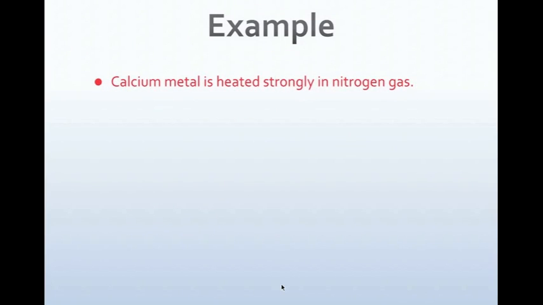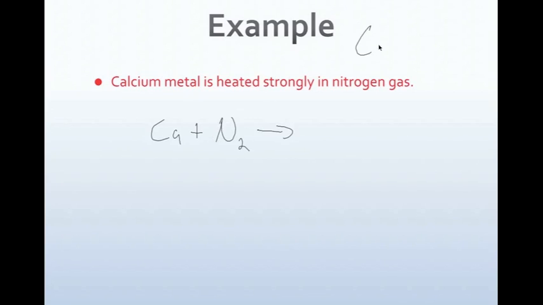Here we have calcium metal is heated strongly in nitrogen gas. So we have calcium, which is just Ca, and we have nitrogen gas, so it's just N. Check and see, are those 2 diatomics? Nitrogen is, so we put a 2. Then in our products, obviously we have an element and an element. We're going to have a synthesis reaction.